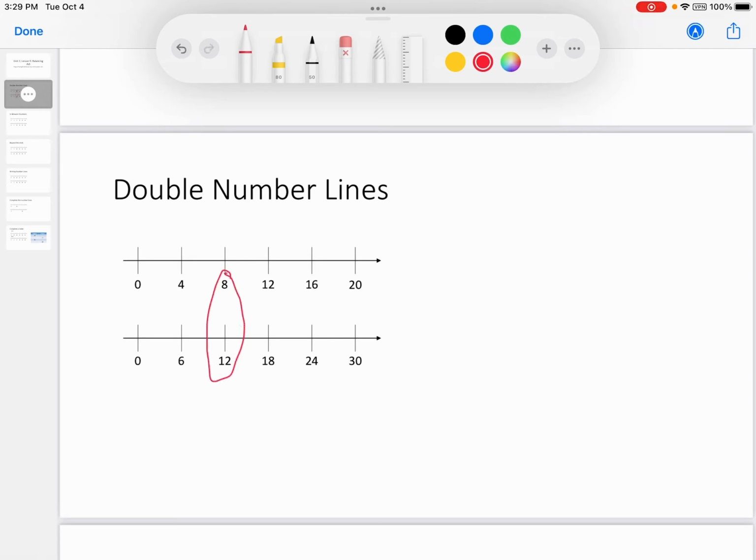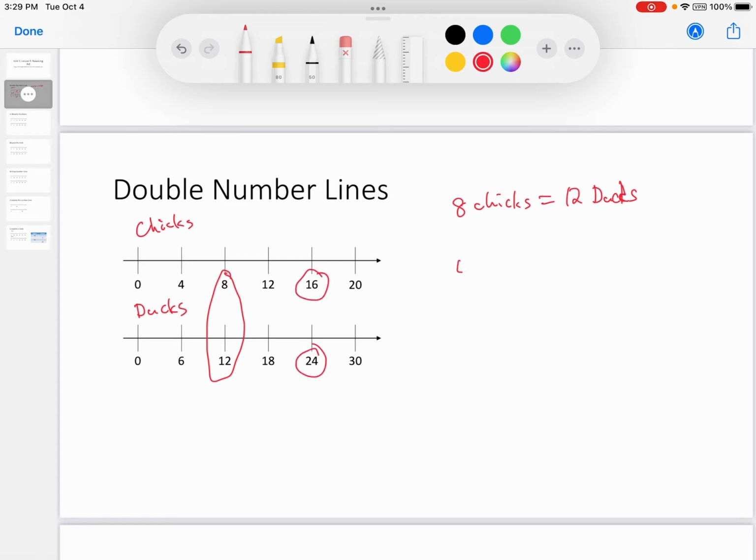So for example, if this was chicks, and these were ducks, then 8 chicks would weigh the same as 12 ducks. And that makes sense. Or 16 chicks and 24 ducks, or 20 chicks and 30 ducks. So that's the idea. How do you know when the balance will be balanced? If the numbers line up.